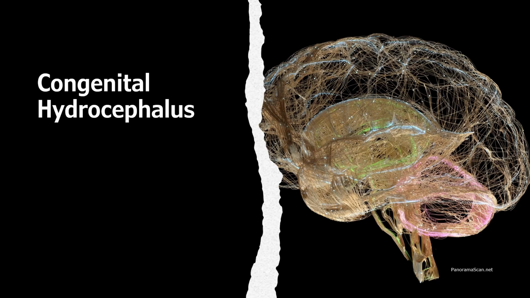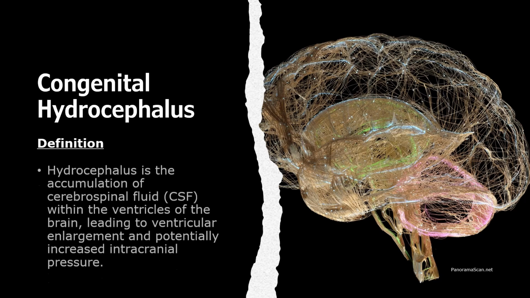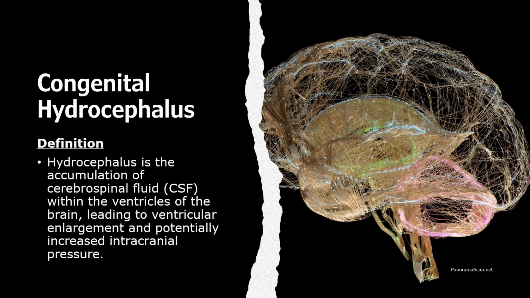Our next condition in this category of fetal head and neck anomalies is the congenital hydrocephalus. Hydrocephalus is characterized by the accumulation of cerebrospinal fluid within the ventricles of the brain. This buildup leads to an abnormal enlargement of the ventricles, which can cause increased intracranial pressure that can significantly impact the developing brain, making early diagnosis and monitoring very crucial.